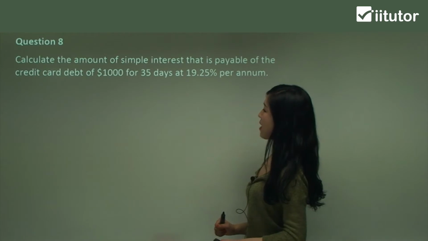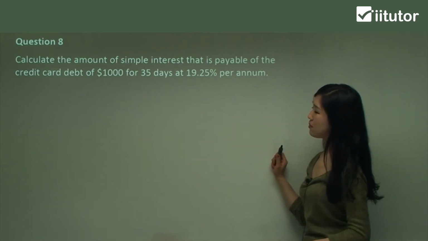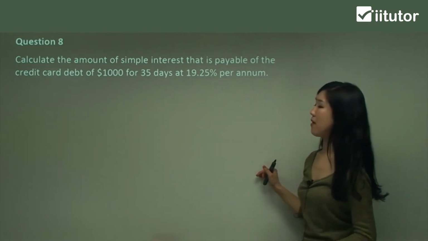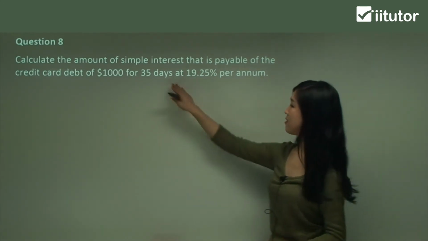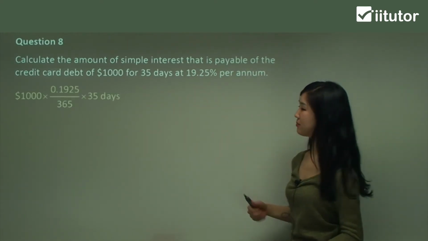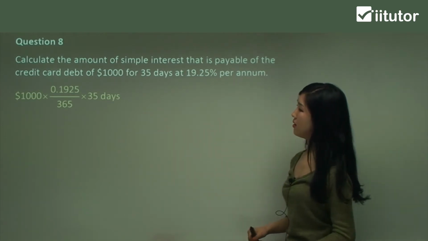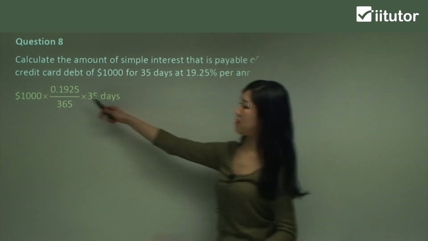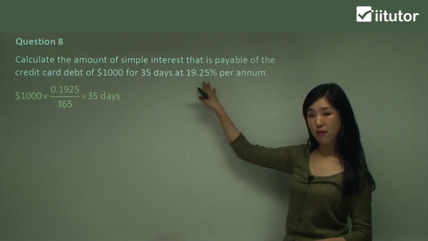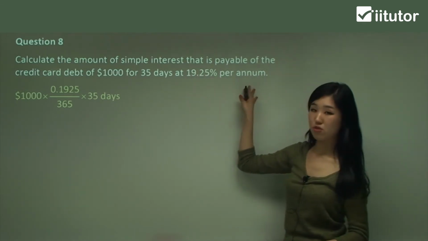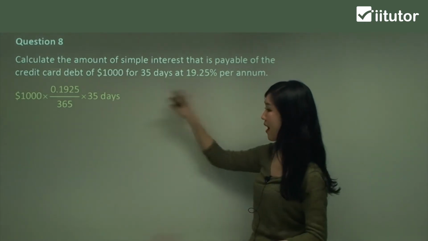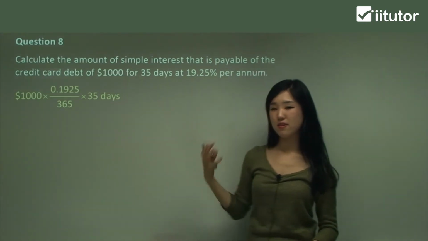Question 8, calculate the amount of simple interest that is payable on the credit card debt of $1,000 for 35 days at 19.25% per annum. Now you have to worry about units because they're different. So what are we going to do? There's going to be $1,000 times 19.25% as a decimal, and you're going to divide that by 365 because this is a per annum interest rate and this is for days. So we're just going to divide it by 365 days to get the daily interest rate.